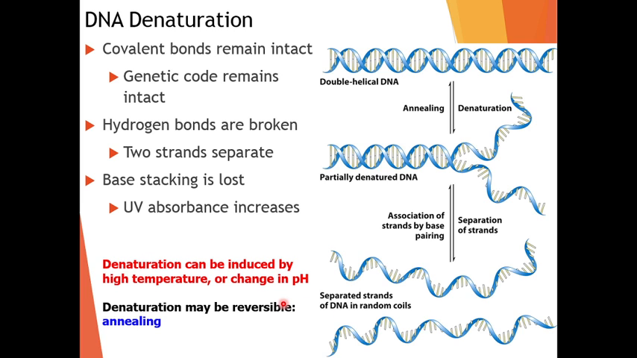Couple more points. Denaturation can be induced by high temperature or change in pH. And this denaturation, going from a double helical DNA to separated single-stranded random coils, can be reversible. And the reversible process is called annealing. As you can see, as you go up by looking at the arrow, association of these two strands by base pairing can lead to partially denatured DNA, which then undergoes annealing to form a double helical DNA.